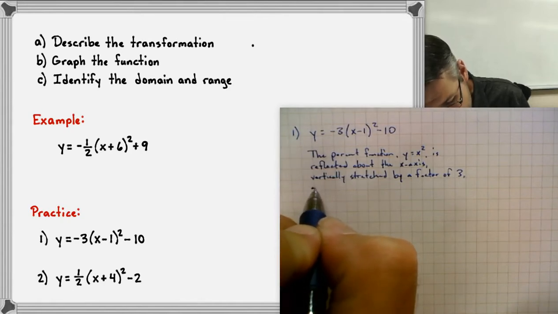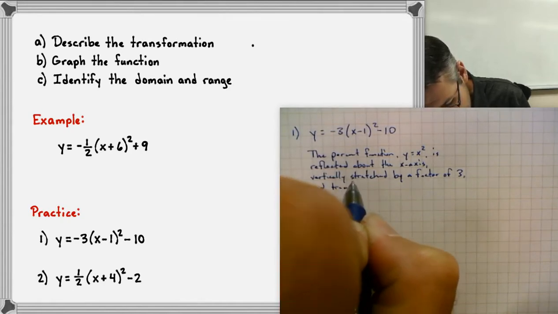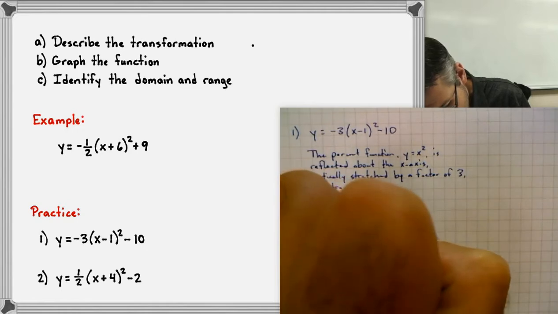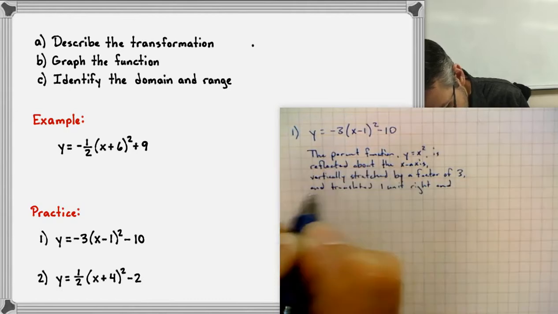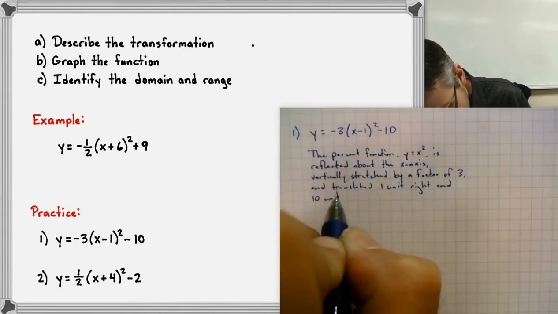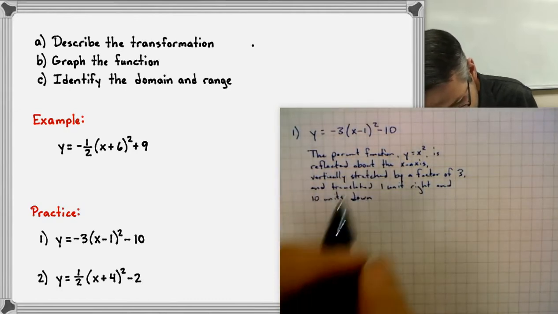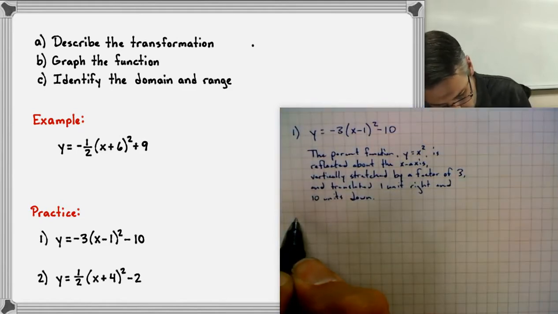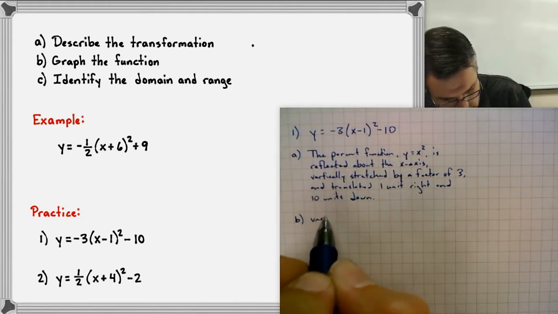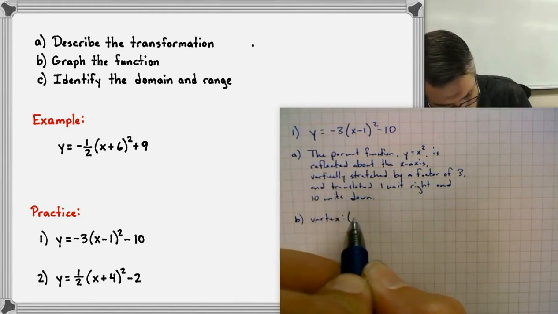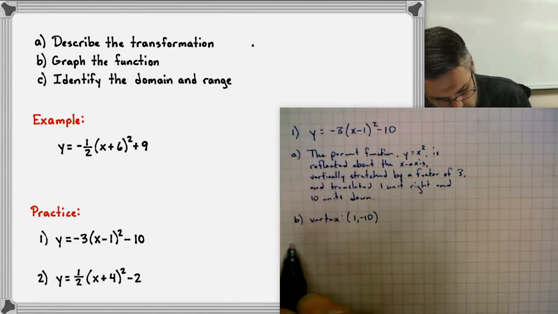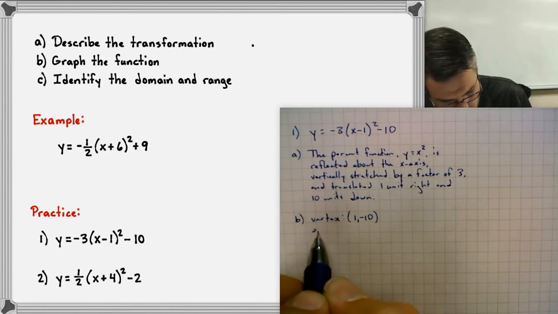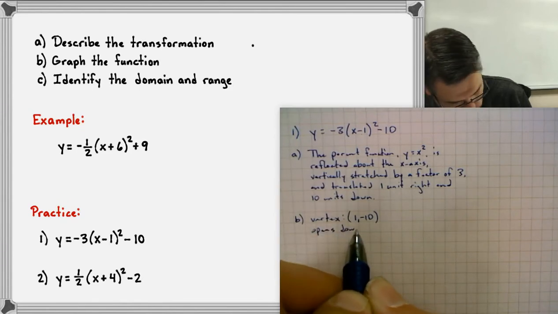And then we would say translated 1 unit right and 10 units down. So there is our description of our transformation. That's part A. Part B, we got to graph it, so let's identify the vertex first. The vertex is +1, -10. Remember, change the sign, keep the sign. And then we have a parabola that opens down.